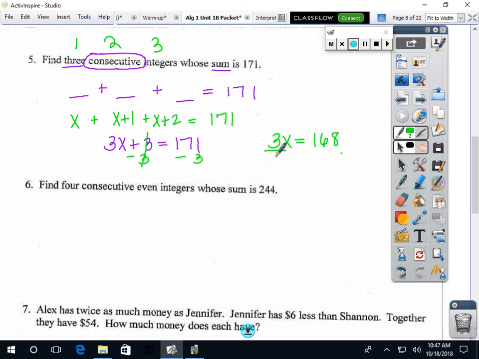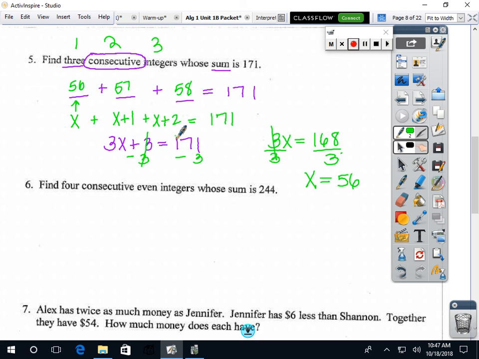Divide by 3, right? Okay, so x equals 168 divided by 3, which is 56. Now remember, x is what we called the first term. So that would be 56. So the next number would be 57, and then 58. And now check and make sure those really work. Is 56 plus 57 plus 58 really 171?